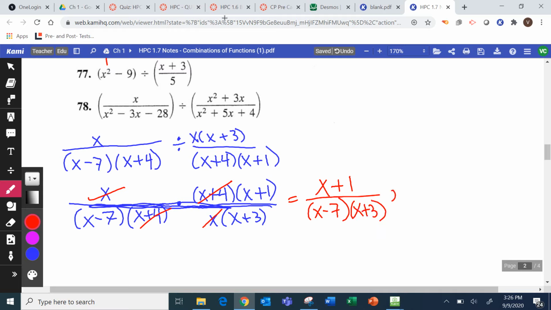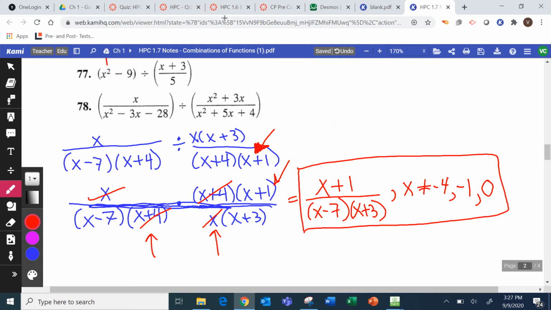Now the domain restrictions are that x cannot equal negative 4, and that comes from canceling out the x plus 4 here. It cannot equal negative 1. And the negative 1 comes from originally being a domain restriction in a denominator. It just happened to flip in the next step, but it was originally in a denominator. And then finally a 0 because we canceled that one out. So when you do division, you just want to look at the step before you flip it to see if there's any domain restrictions after you flipped it. So that would be the answer for that one.